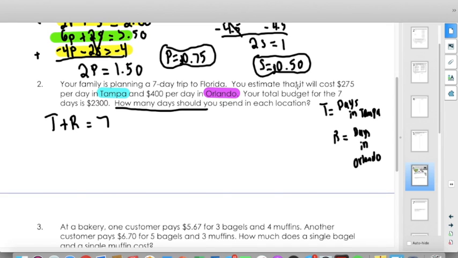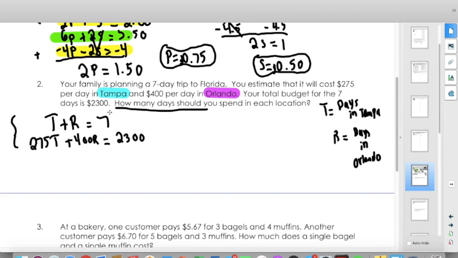And now let's use these numbers here. We estimate that it will cost $275 per day in Tampa, so that's going to be 275T, and 400 per day in Orlando, so that's going to be plus 400R. And altogether, that's going to be $2,300. Okay, so we have our system.